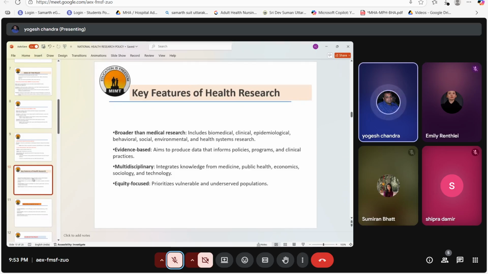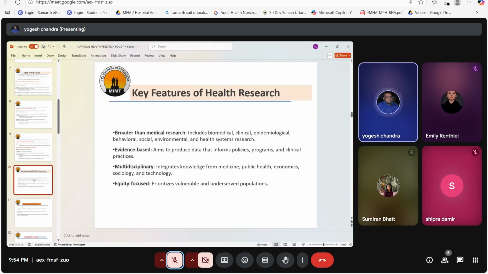Key features of health research, what are they? I told you at the beginning, it is broader than medical research. Medical research may be limited to one single population, one single person and all that, while medical health research is a broader concept. It deals with the community, the country, the state and all that kind of person. And this includes biomedical, clinical, epidemiological, behavioral, social, environment, and all these kinds of systems in this health research system.